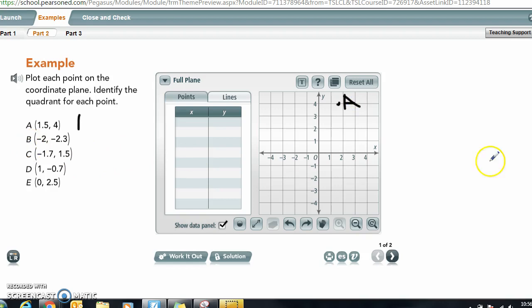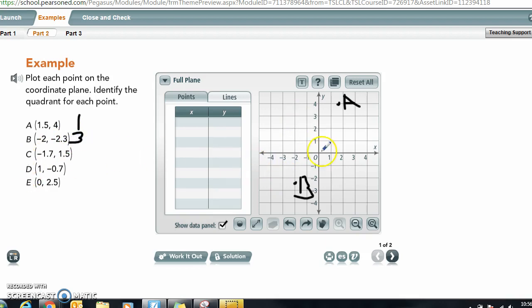Okay, B is (-2, -2.3). Well, we're going by 1, so here's -2, here's -3. -2.3 would be somewhere in between -2 and -3, closer to -2, so I'm going to put B right here. I know that is in quadrant 3, because this is quadrant 1, 2, 3.